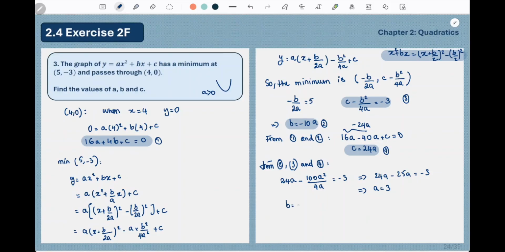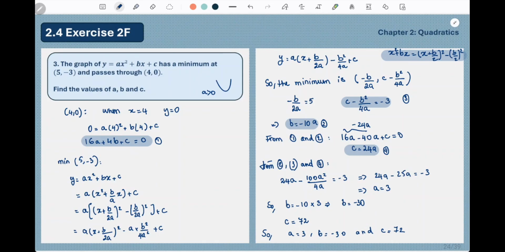So I know a is equal to 3. And b is minus 10a, so b is minus 10 times 3, so b is equal to minus 30. And for c, we know it's 24a, so I told you, once we find a, we find everything. c is 24a, so 24 times 3 is 72. 24 times 3 is 48, 72, anyways. So I'm gonna write them all in one line. a equals 3, b equals minus 30, and c is 72.